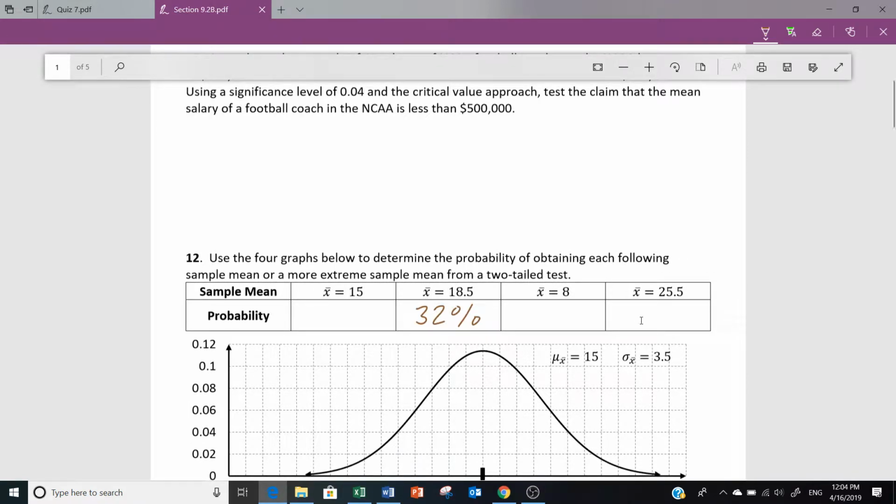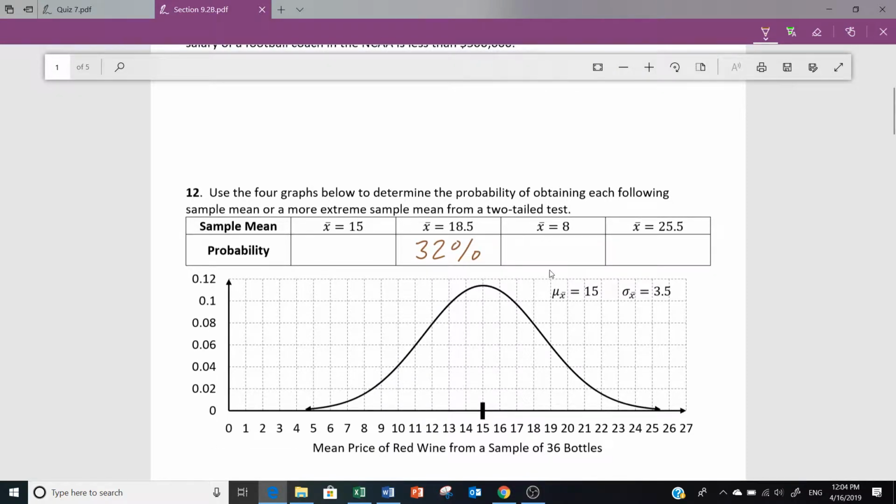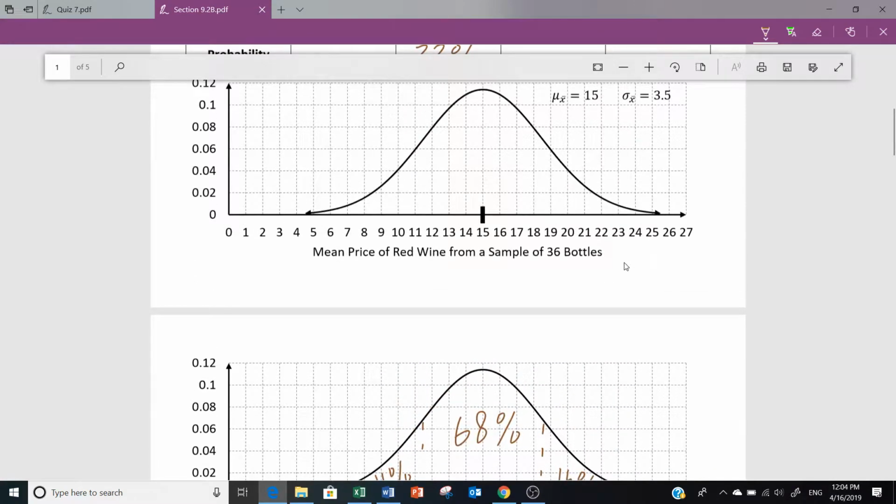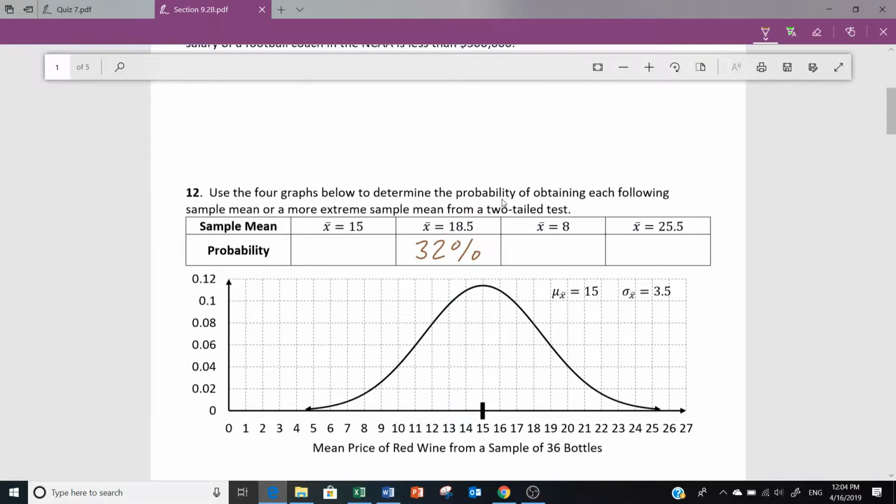Let's see if we can do it for these other 3 over here, using the empirical rule and two-tailed tests. In groups of 2, let's do a think pair share. We're going to try to do it on our own first, and then we're going to discuss as a group. That's why I didn't start with that one. Let's do it for 15, for 8, and also 25.5.